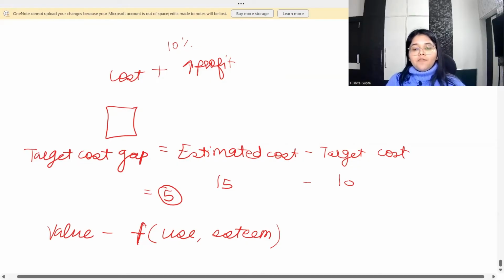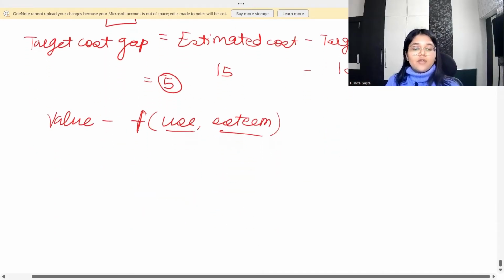So basically, value analysis will use both of these things, use and esteem, in order to find out what the customers find useful, whether they find respect with one of the features of the products. So with this, they analyze the cost gap and whether it can be closed by reducing any of the features. So this is what we learn about target costing.